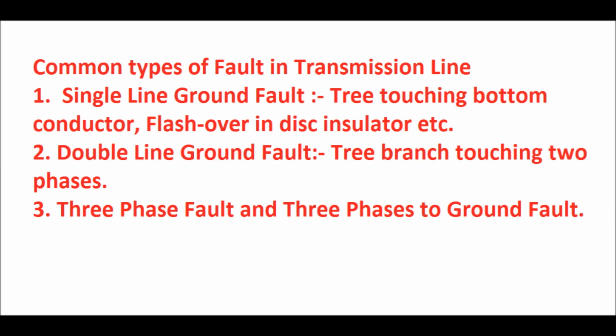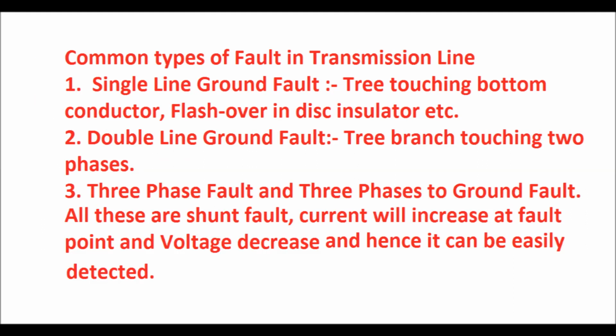fault occurs. Another type of single line to ground fault that may occur is the flashover in the disc insulator in foggy season. And it may be the back flashover of the disc insulator due to a lightning stroke. Again, it may be a double line to ground fault due to a tree branch touching any two phases, or it may be a three-phase fault or three phases to ground fault. So all these three types of faults are called shunt faults.